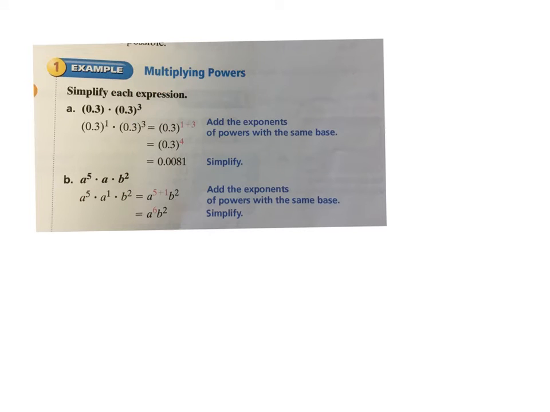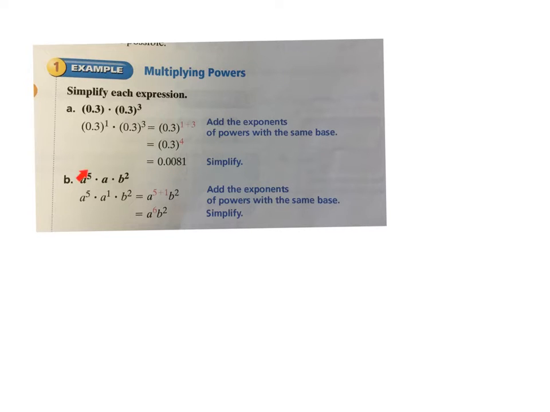So for our example here, 0.3 is technically to the first power, right? Don't forget that. If nothing's written there, it's to the first power. Times 0.3 to the third power. That's 0.3 to the 1 plus 3, which is 4. And you can multiply that and prove that it's 0.0081. So 81 10,000ths. That's tough to say sometimes.